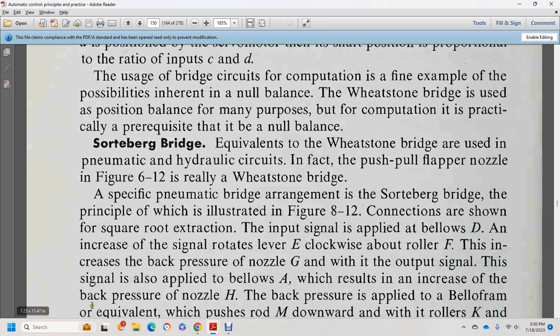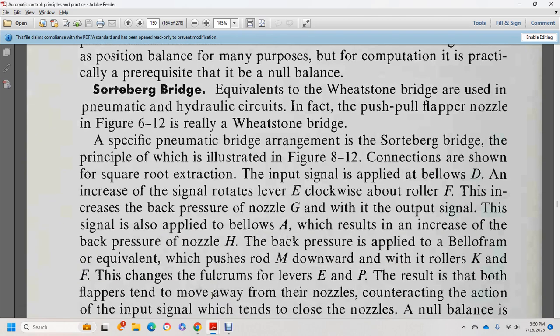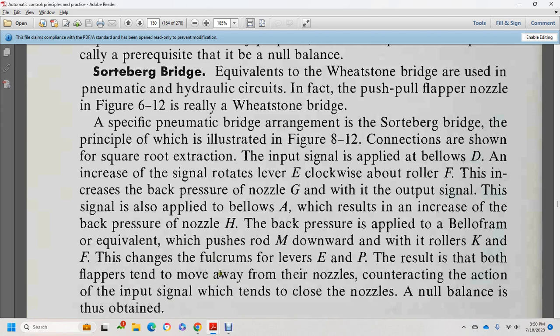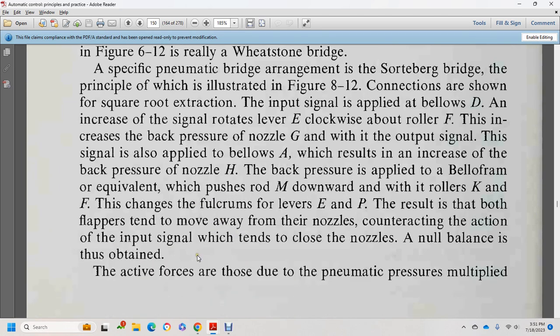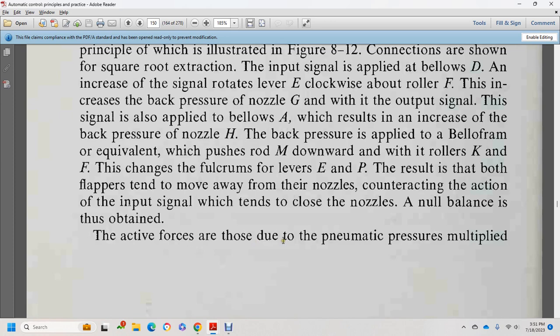It is applied with the bellows frame or equivalent push rod M downward with the rollers K and F, with the chain with the fulcrum of the lever E and P, with the result that the flapper is moved away from the nozzle, counteracting the action of the input signal to close the nozzle. The null balance is then obtained with the actual active force of the bellows D with the pneumatic pressure.